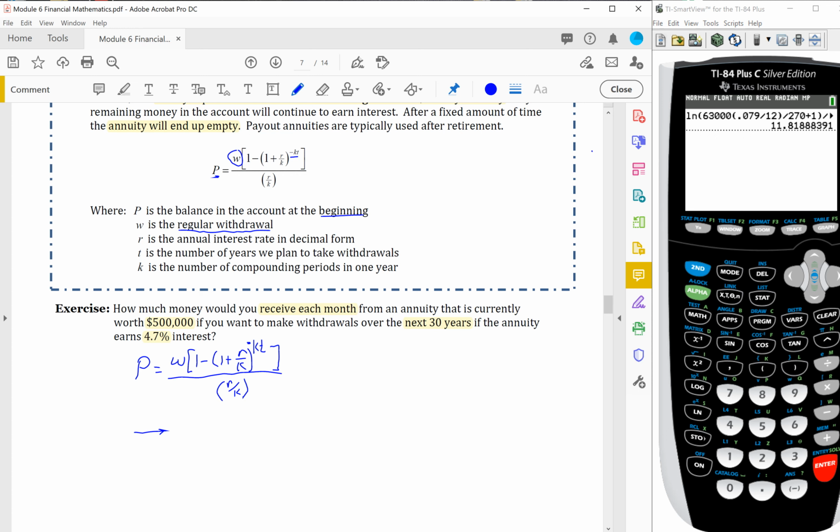To solve for W, you first have to multiply the R over K to get it next to the P on the other side. So eventually W is going to equal P times the R over K. And then to get W by itself, you're going to have to divide by this bracketed expression. We'll put it in the denominator. So 1 minus 1 plus R over K raised to the negative KT.